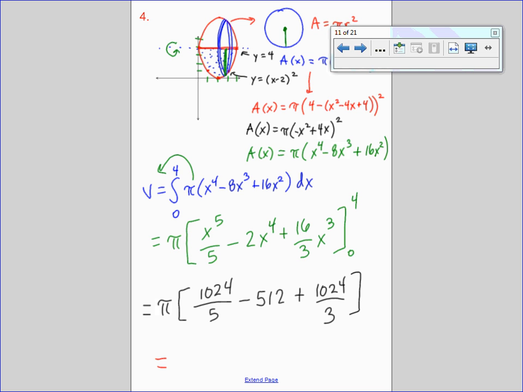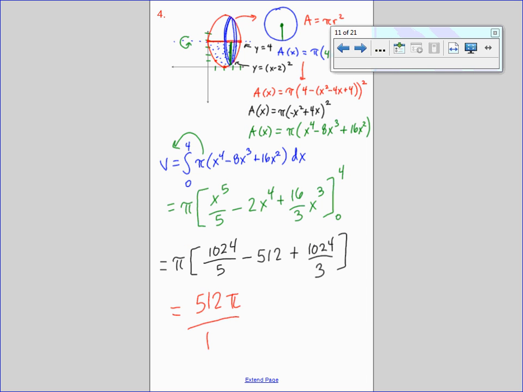So I'm getting 512 pi over 15. 512, yes! That's pretty sweet. Okay, what questions do you guys have on number 4?